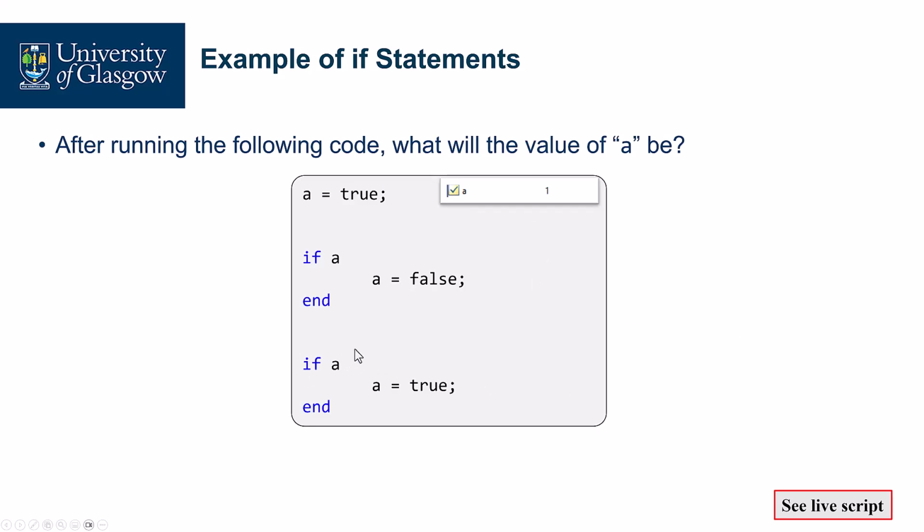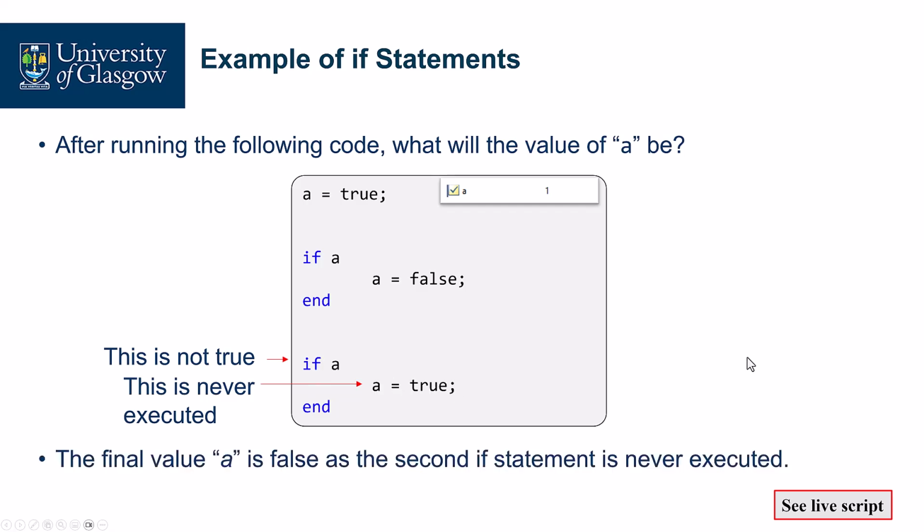Then we say if A. A's value is already false, right? Because this is not true, this line will never be executed. So the value of A stays false. So this is the example.